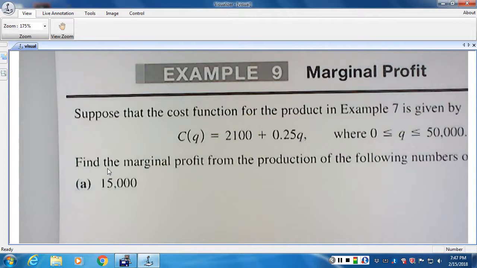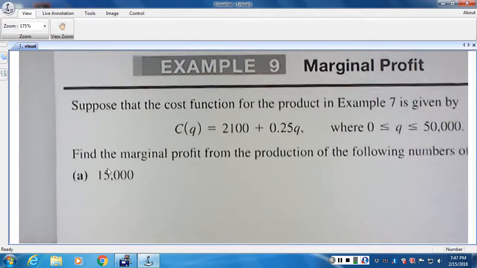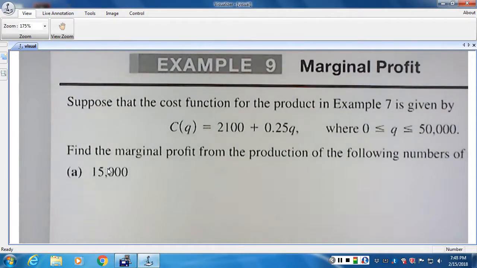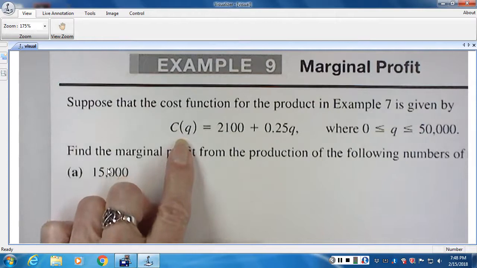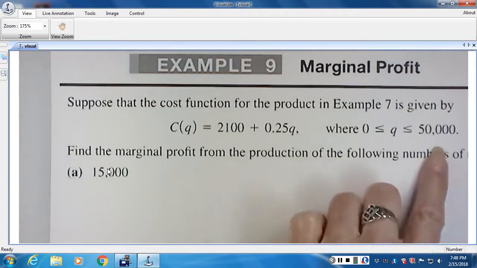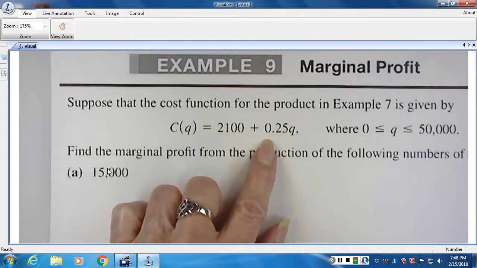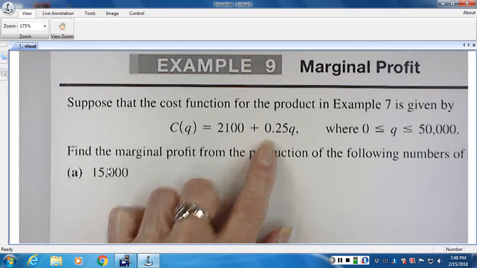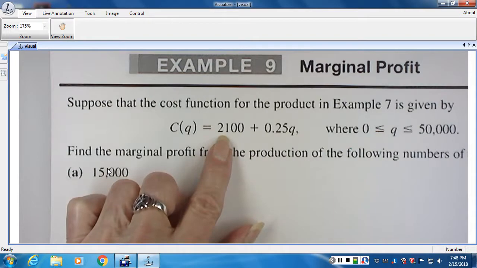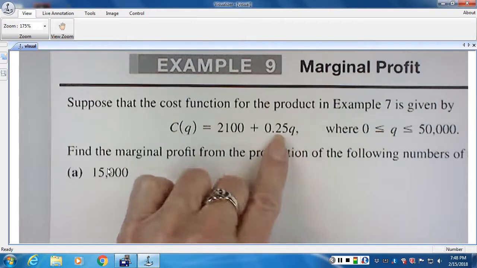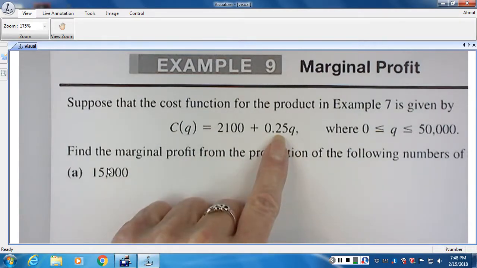So continuing on with that sort of example, let's talk about marginal profit. Revenue's nice, but profit's nicer because that's the money we get to keep. Suppose the cost function for that product in example 7, where Q was between 0 and 50,000, was 2,100 plus 0.25 times Q. Now think about what that tells you. Your fixed cost is $2,100. Okay? And then for every additional unit you make, it's another 25 cents, basically, to make it.